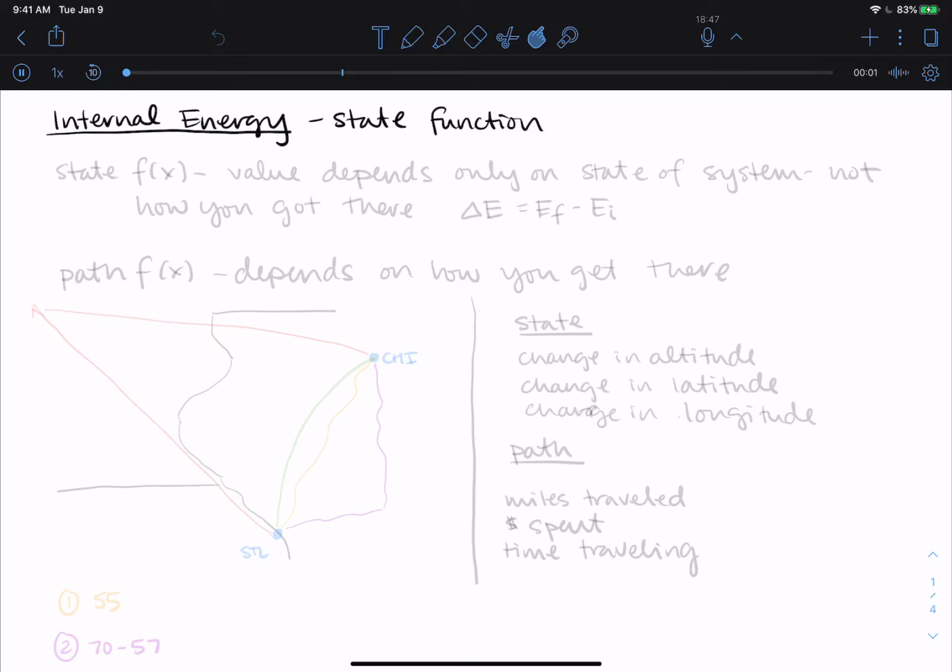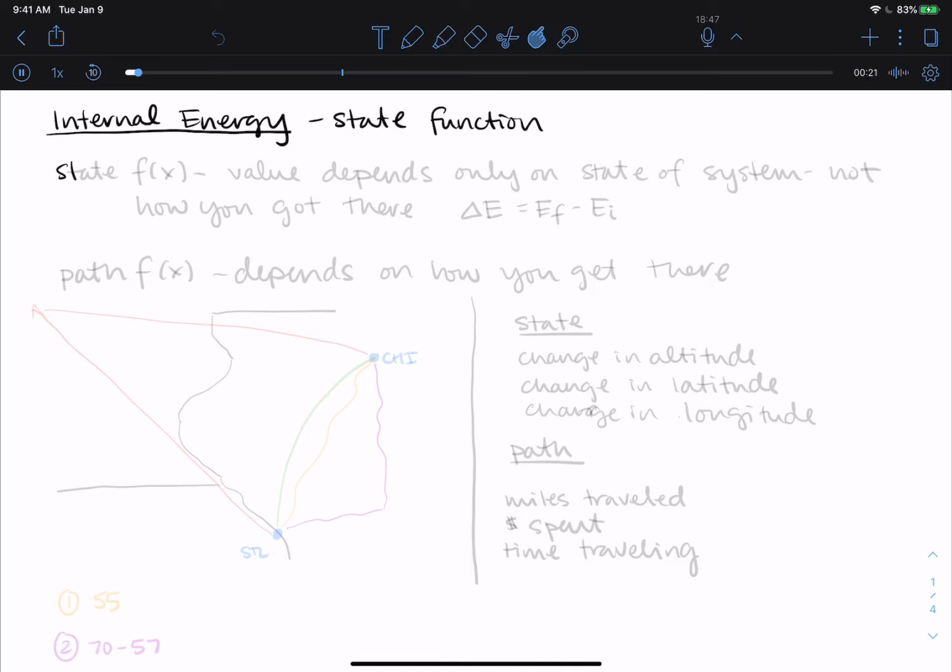This video is going to set up all of the units and sign conventions and ways that we talk about and calculate transfer of energy. So internal energy, this overall energy that we're going to calculate, is a state function. So we should probably start by defining that.